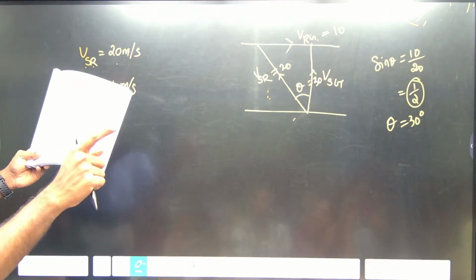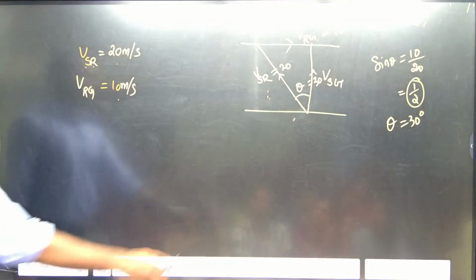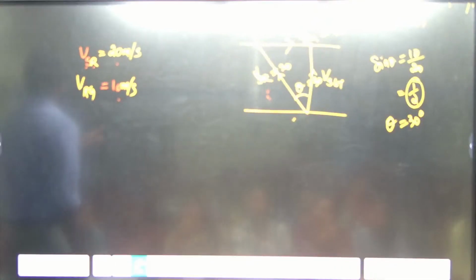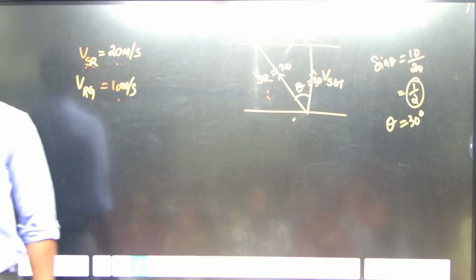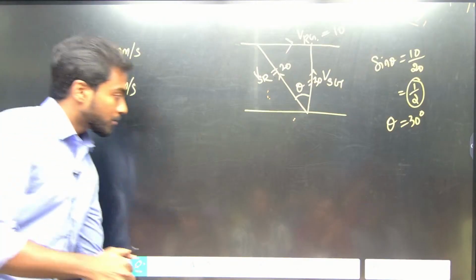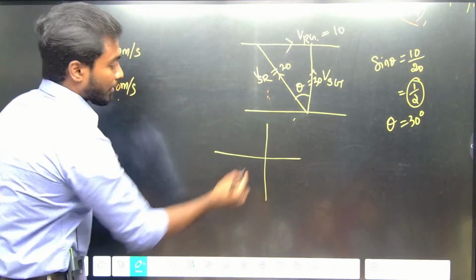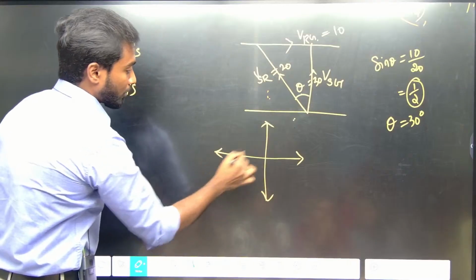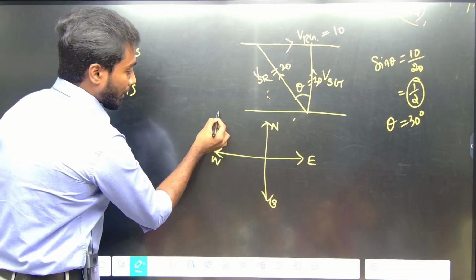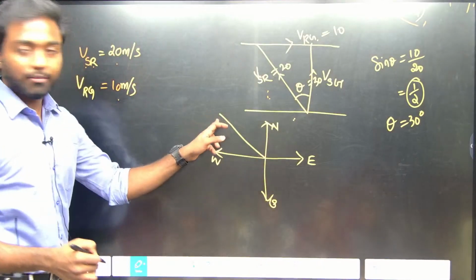West. Obviously it is west, no? Yes or no? 45 degree means north west. See, this is my map. North, south, east, west. So exactly 45 degree means north west.